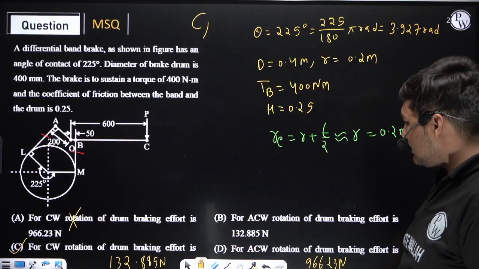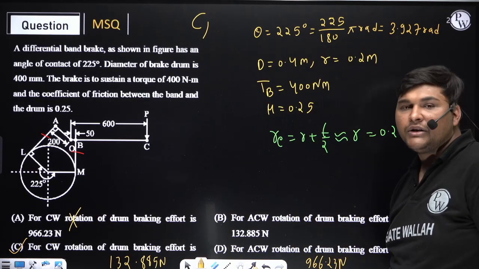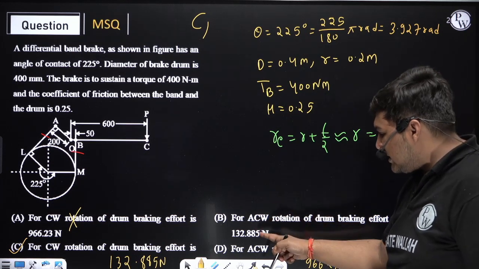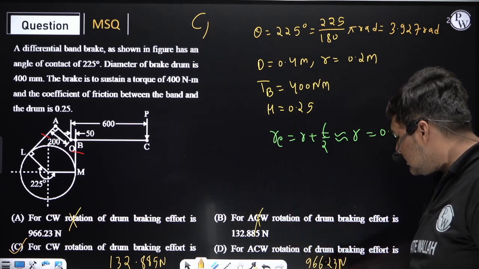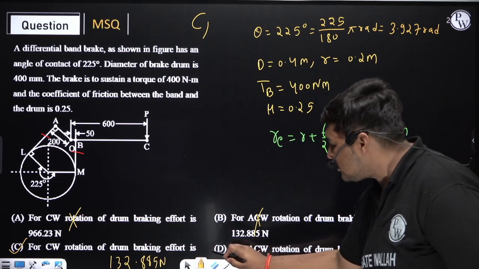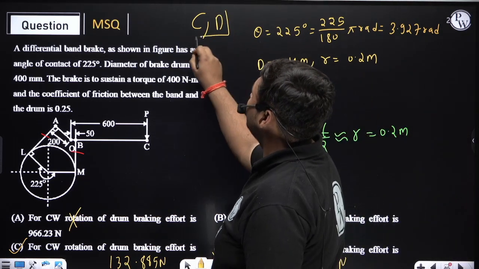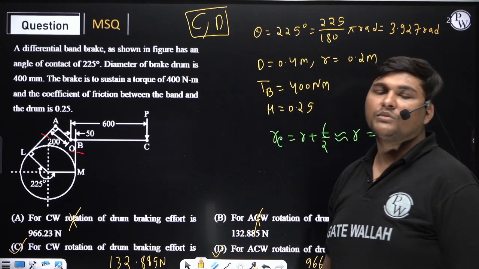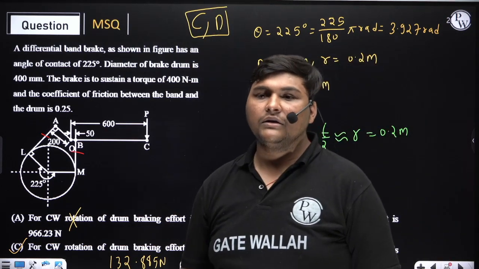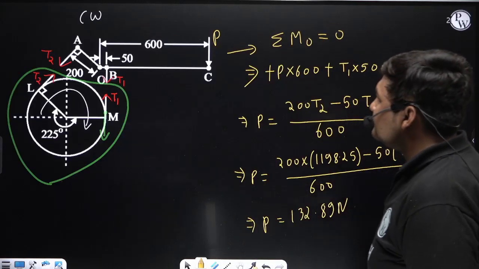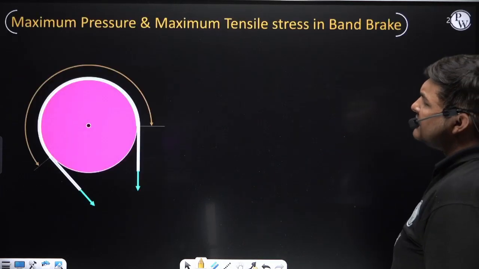Which option is correct? In B and D, examiner is asking about anti-clockwise rotation. For anti-clockwise, braking effort is 966.23, means option D is correct. Means out of B and D, the correct option is D. Means for this question, correct answer is option C and option D. Okay. Now, we have completed analysis of differential band brake.